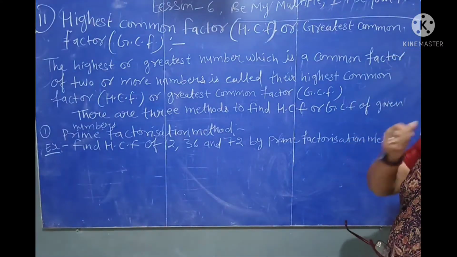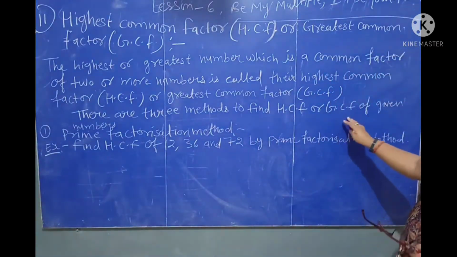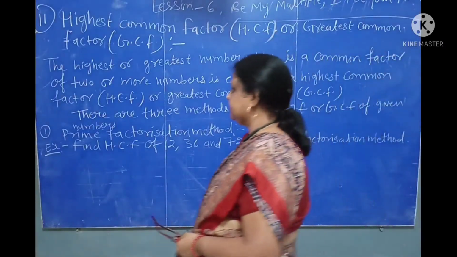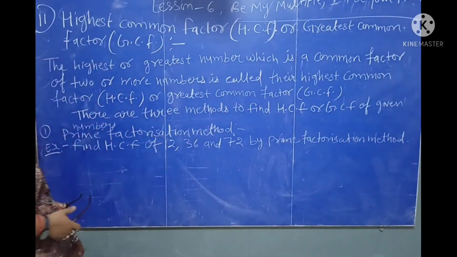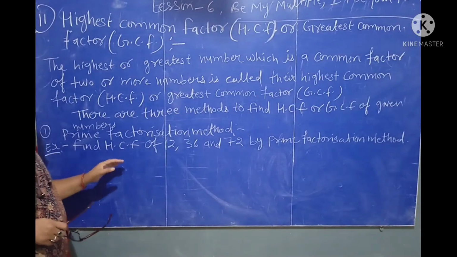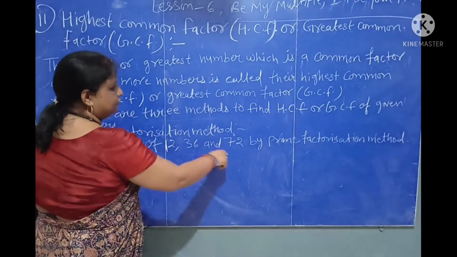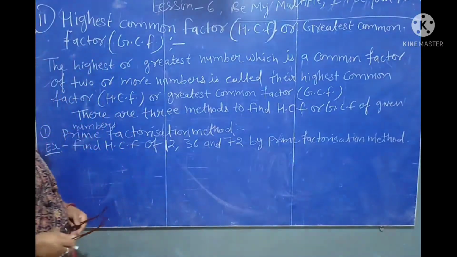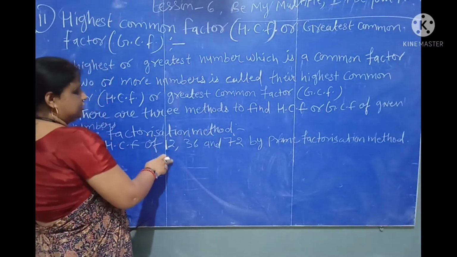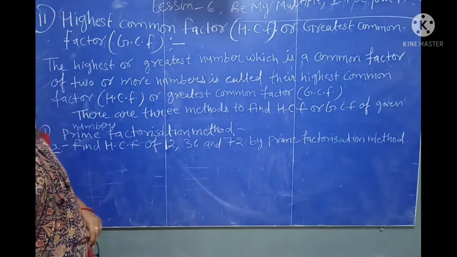So let's start. There are three methods to find HCF or GCF of given numbers. First method is prime factorization method. Let's learn with an example. Example, find HCF of 12, 36 and 72 by prime factorization method. In this method, we have to find the factors of 12, 36 and 72 individually. So let's find.